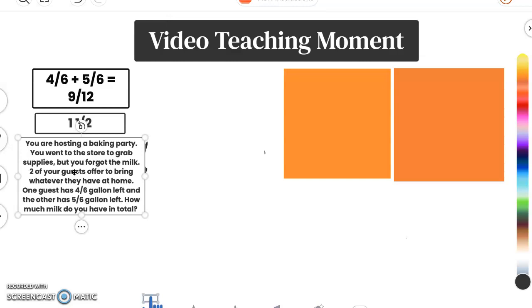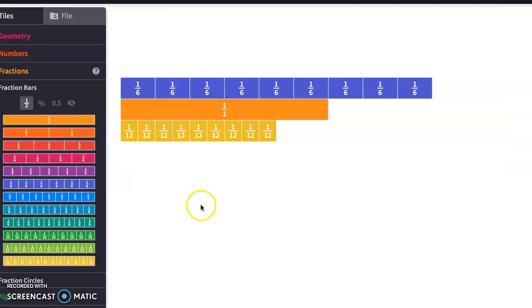But I also have some context here, just a word problem that explains that you're hosting a baking party and you went to the store to grab supplies, but you forgot milk. 2 of your guests offer to bring what they have at home to your party. One has 4/6 of their gallon left, the other has 5/6 of their gallon left. So how much milk do you have total now?